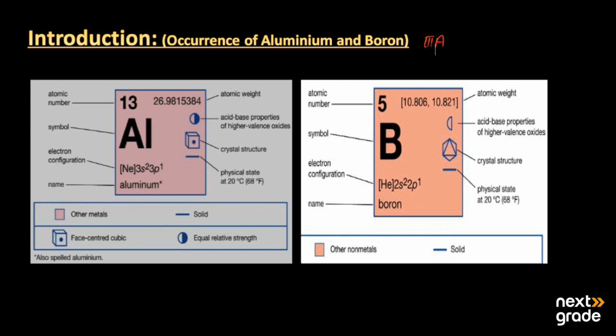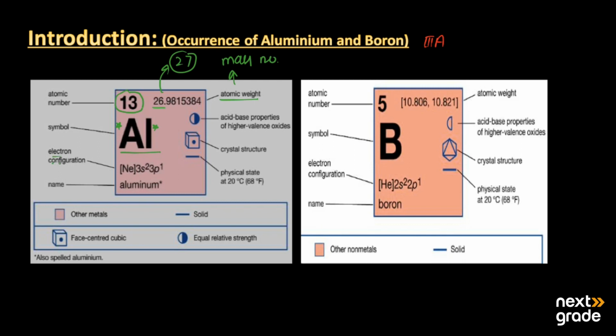First one we have is aluminium. Its atomic number is 13 and its atomic weight, also known as the mass number of any element, is almost 26.9, which can be rounded off to 27 grams per mole. Its symbol is Al. The first letter is capital and the second letter is lowercase.